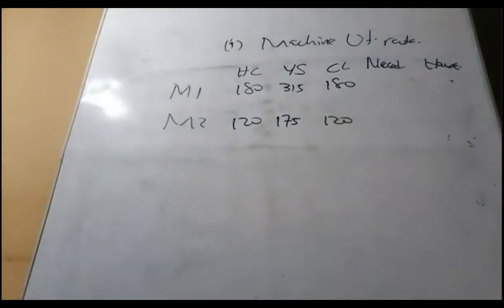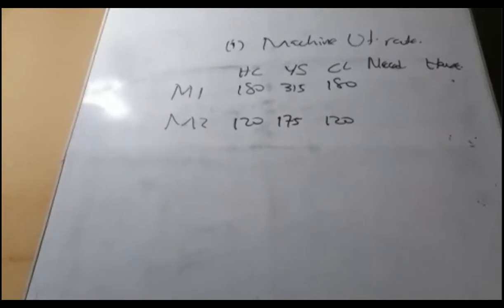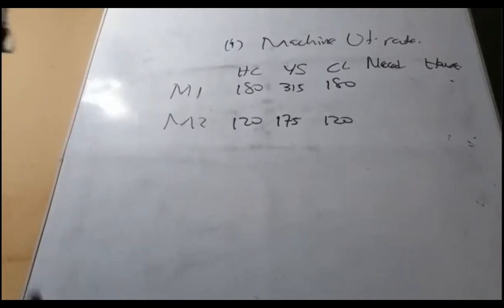The need, the term is what? Requirements. And then what we have, the term is what? Available. So resource required, resource available. So adding them, 180 plus 315 plus 180 again. That'll give us 675. So I need 675 hours.